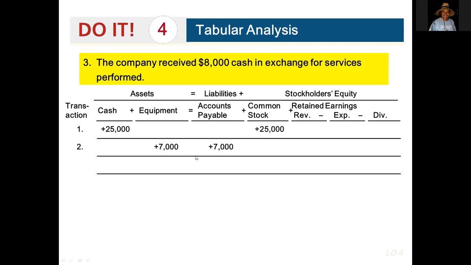How about received $8,000 cash in exchange for services performed? Okay, this is a situation where the company provided or completed some services, so they earned some revenues and they were paid in cash. So we record that under revenue.